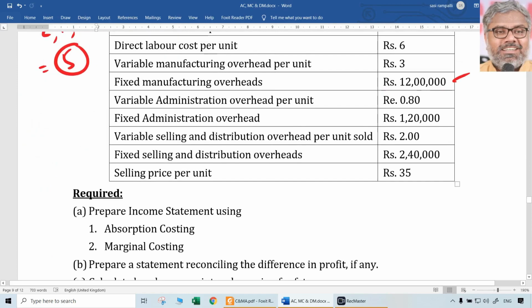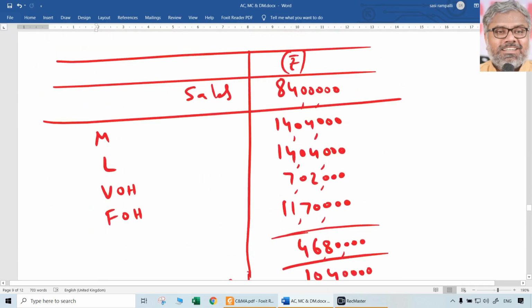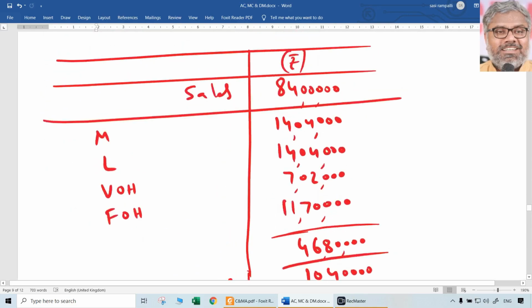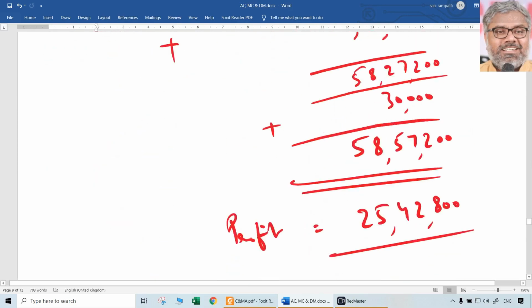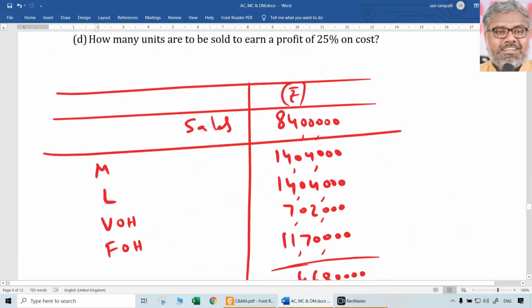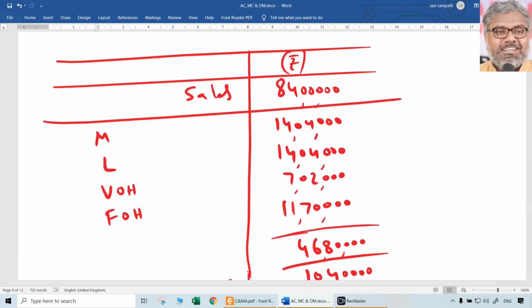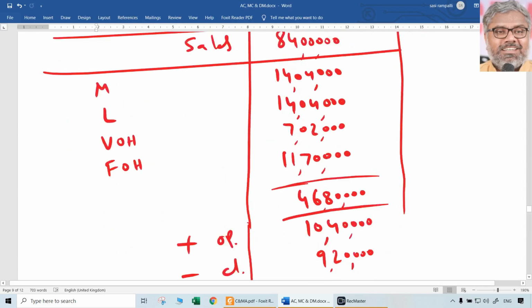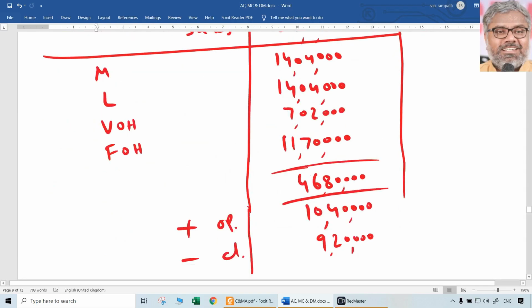Now moving on to profit under marginal costing. So how will this change? We can do it side by side also, but in the exam you do it separately. Sales is going to be the same, of course. Material cost, labor cost, variable overheads are going to be the same. Fixed overheads are not at all taken here.